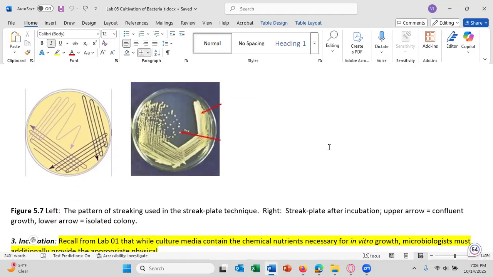So you cool the loop by touching it on the inside of the tube, and it should be sterile because the tube has been sterilized and it's covered with a cap. So you touch it on the inside of the tube, and then you pick up the bacteria on your loop, and then you put it on the plate in quadrant 1, and you streak it on quadrant 1.